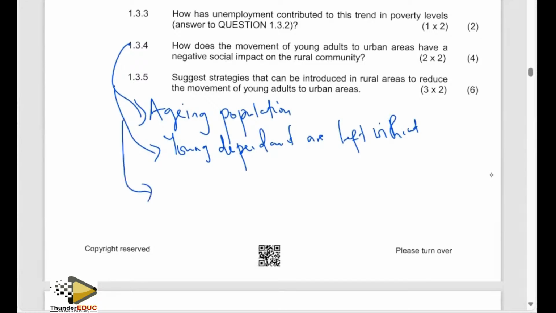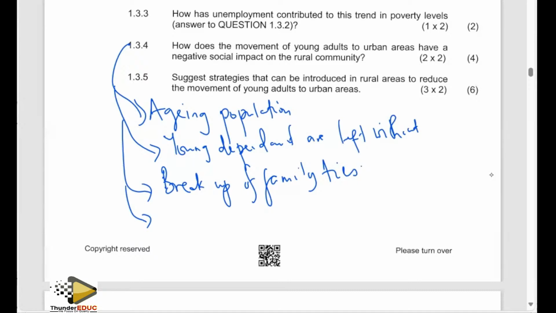And also we can talk of the problem of a breakup of family ties. The families are no longer intact because of that movement. Some of the family members who are aged are remaining in the rural areas, while those who are active are moving to cities and towns. So that has got a negative implication on the family. They have this breakup of the family ties.